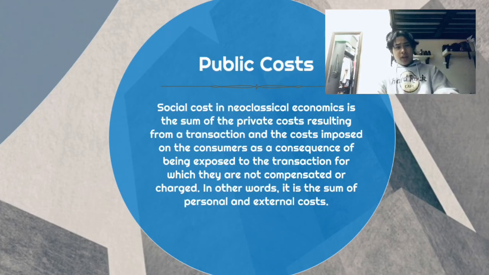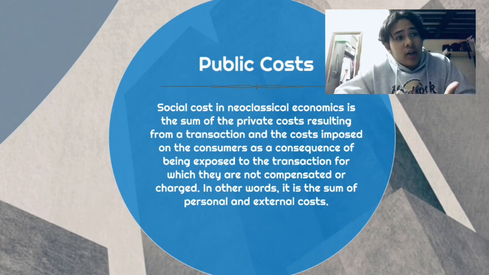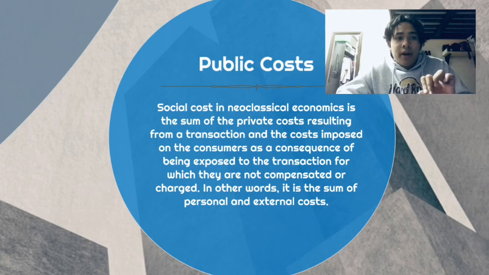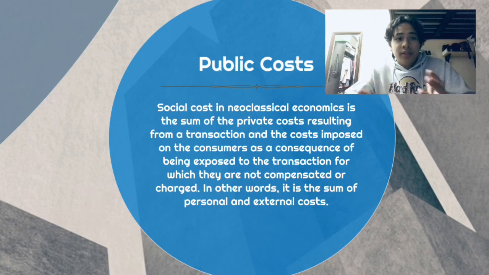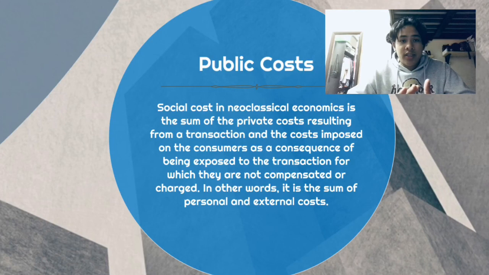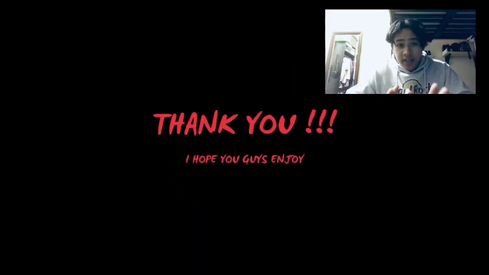As for the last one, it is public cost. Public cost is also known as social cost. A social cost, in neoclassical economics, is the sum of private costs resulting to the consumer as a consequence of being exposed to the transaction for which they are not compensated or charged. In other words, it is the sum of personal and external costs.